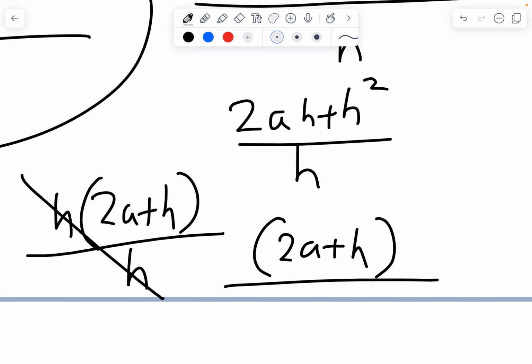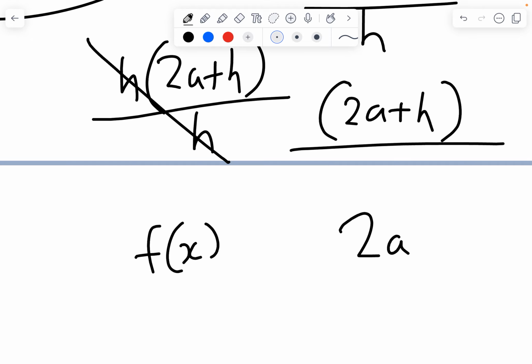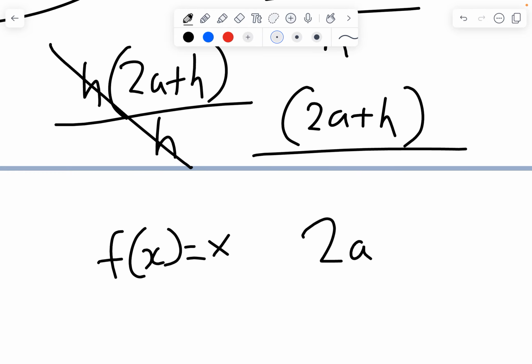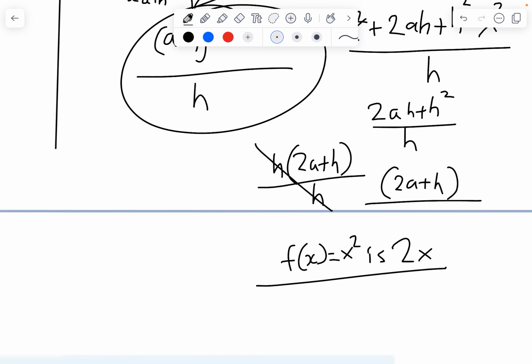A is just x. I used a because that's how most of the time it is written in the textbook. And so, again, h tends to 0, so we're left with 2a, and the derivative of f of x equals x squared. Actually, don't write an equal sign because that's not equal. It is 2x. So there you go. That's how you do derivatives.